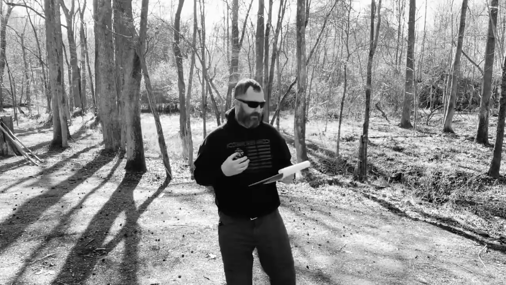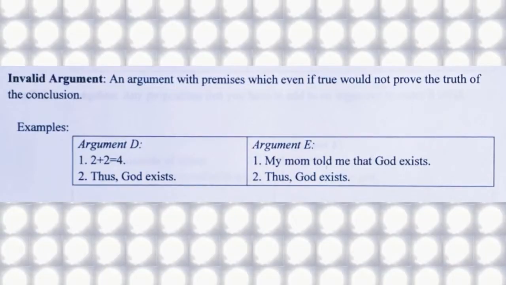Another way to describe an invalid argument is as an argument that could have true premises but a false conclusion. There's some disconnect between the premises and the conclusion such that even if the premises were true, it wouldn't prove the truth of the conclusion. So let's look at some examples of invalid arguments.